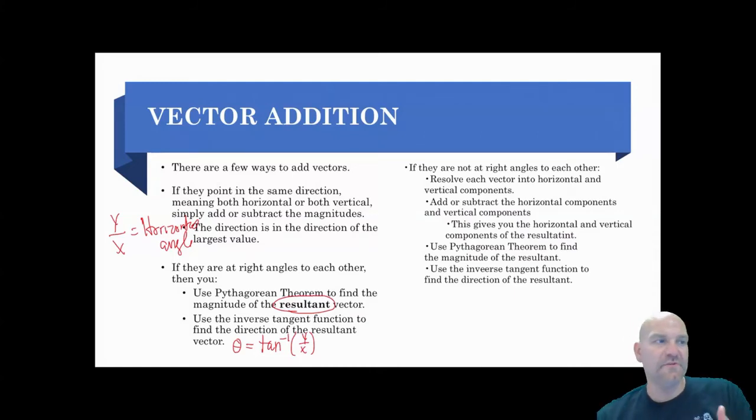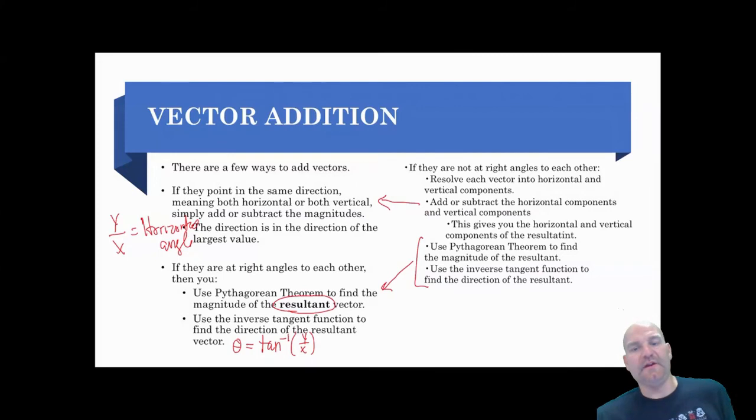Now, if they're not at right angles to each other, this is where you get more involved, right? The first thing you have to do is resolve the vectors into components and add those components. That's going to give you the components of the resultant, and now you have Pythagorean theorem, right? So you have to do the previous slide, add them by using this method, and then to put it all back together, you use Pythagorean theorem and the inverse tangent function.